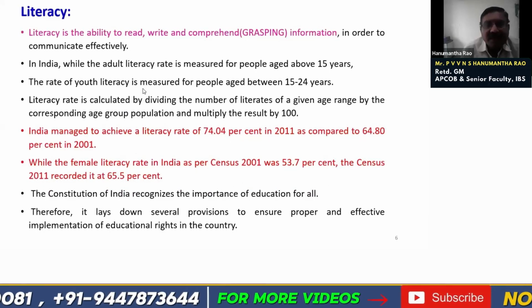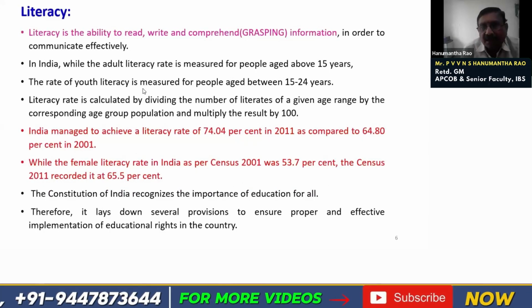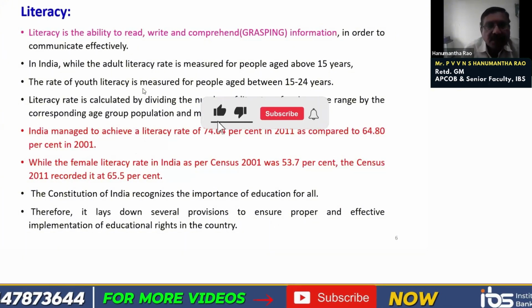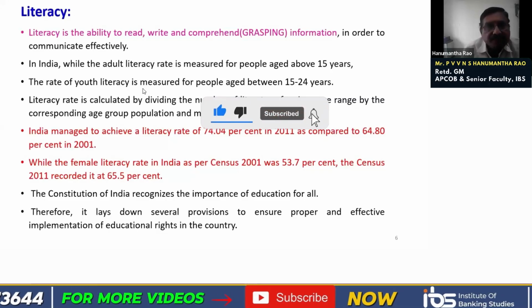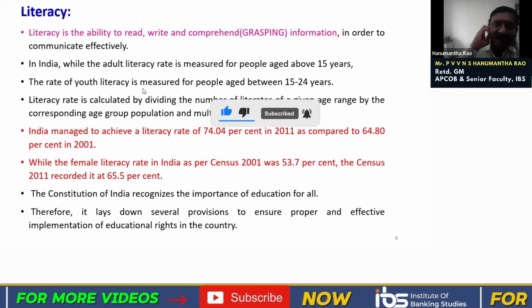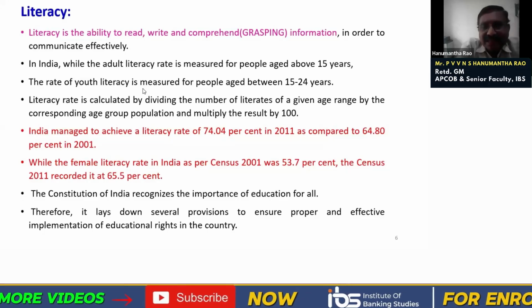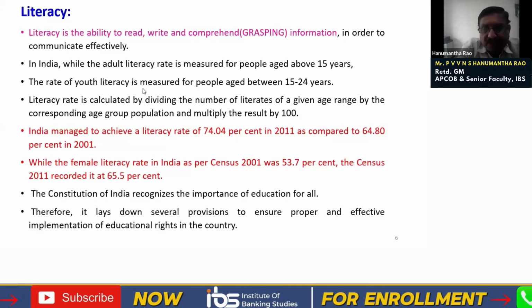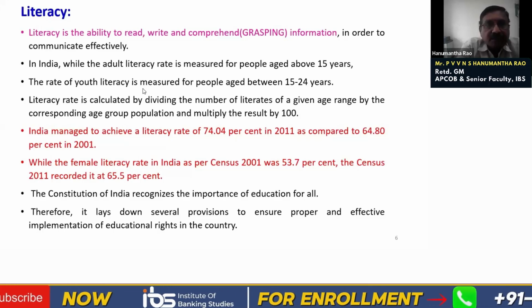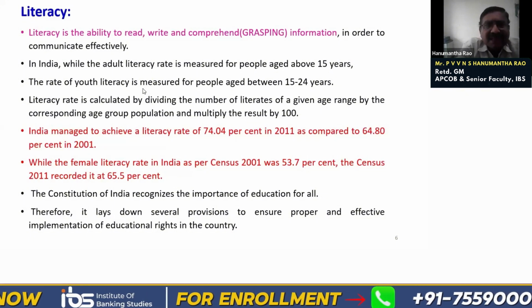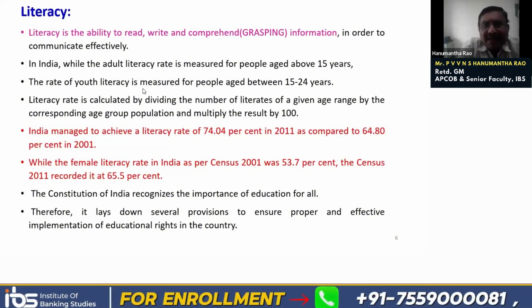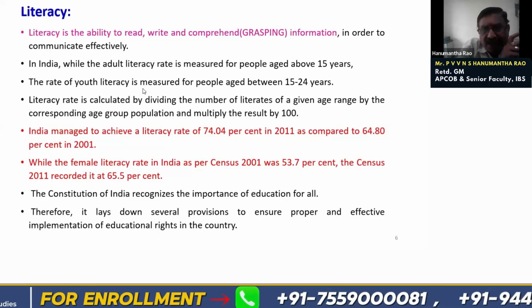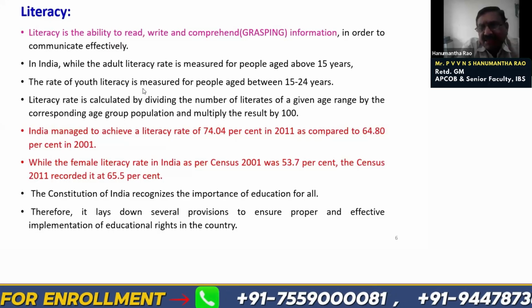Next one is literacy. They have not confined themselves only to population, friends, in this unit. They have covered several items. So next one is literacy. What is literacy, friends? It's a common question. Several times in our CAIIB examination, it was asked. Literacy is the ability to read, write, and comprehend. Comprehend means grasping information. Please try to remember the words as these.